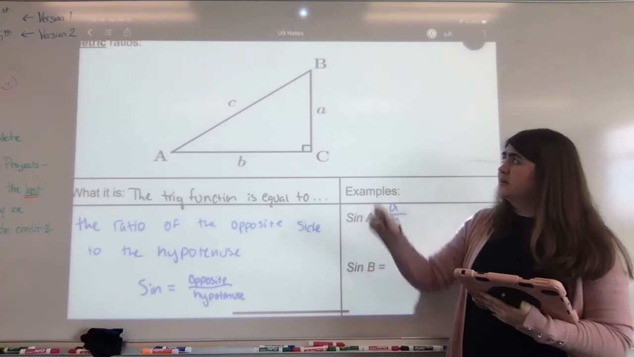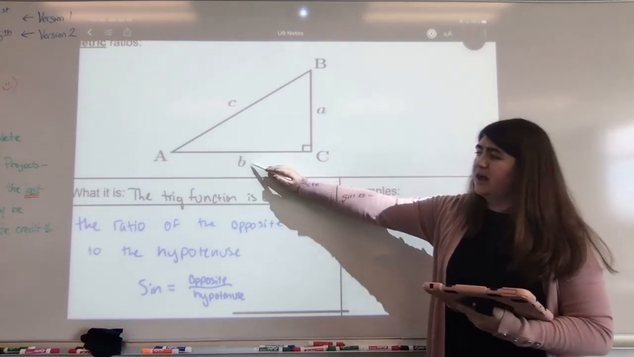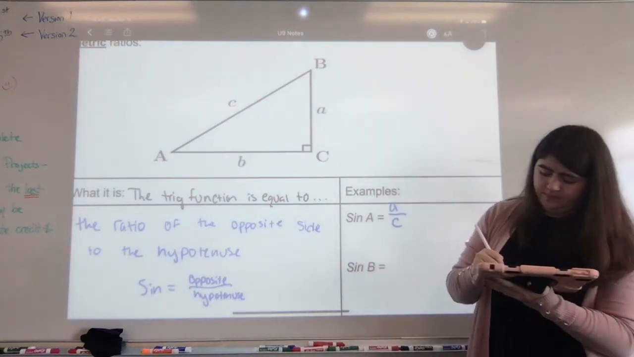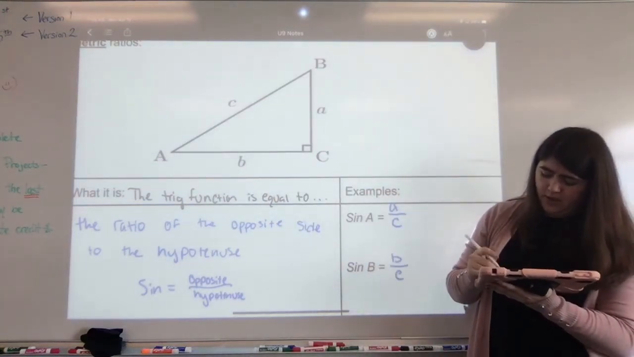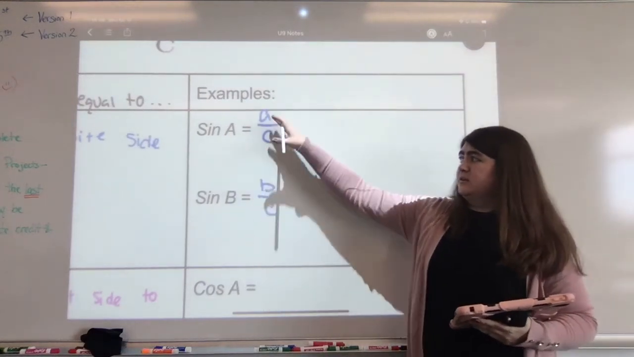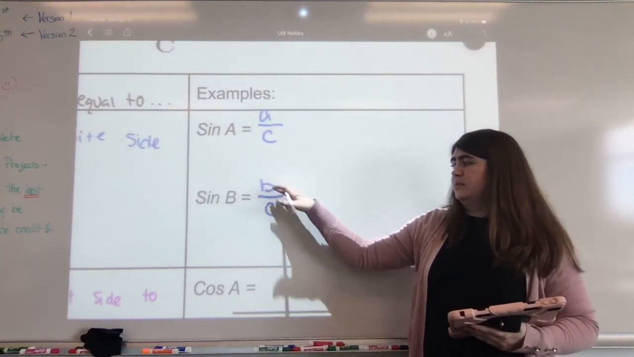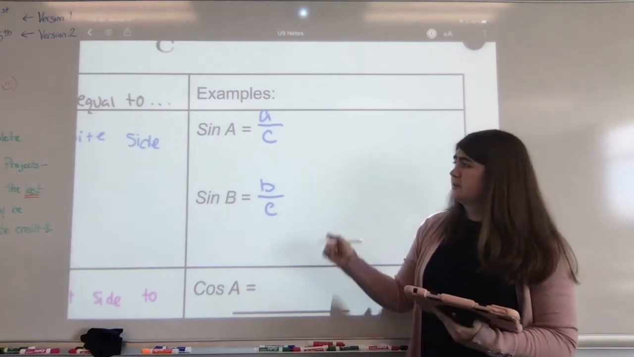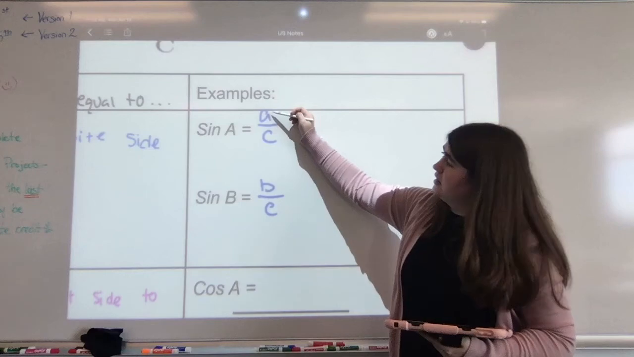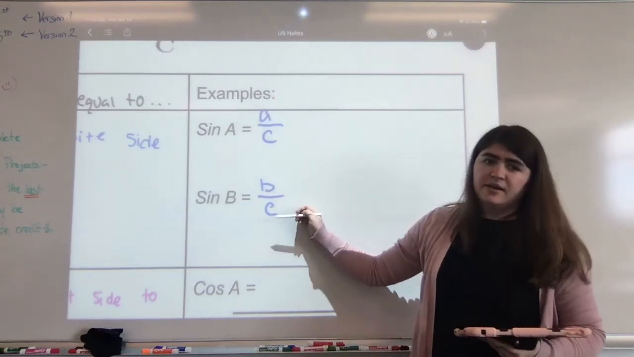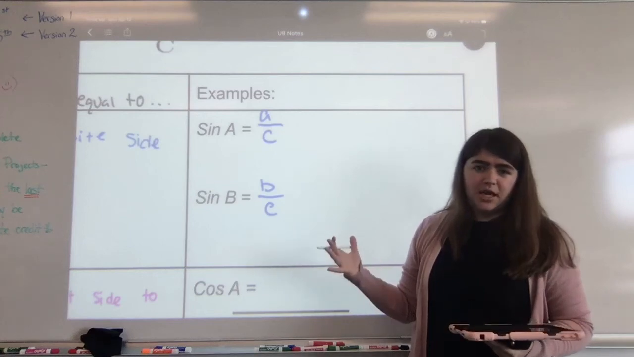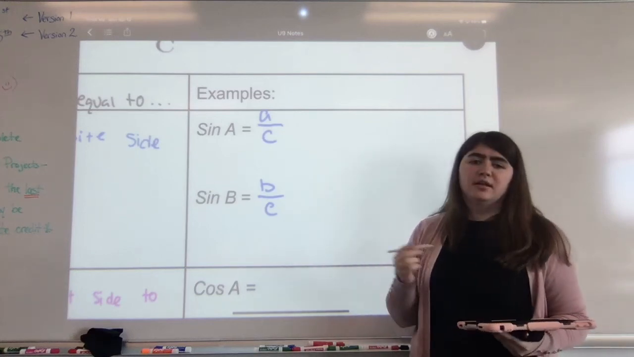Sine of angle B is going to be the opposite side over the hypotenuse. So I have B over C. That's what we're looking at. Sine of angle A is equal to A over C. Sine of angle B is equal to B over C. Notice these pieces here are angles, and these pieces are all sides. And we actually can use our trigonometric functions to solve for both angles and side lengths, but we'll get to that in a later section.